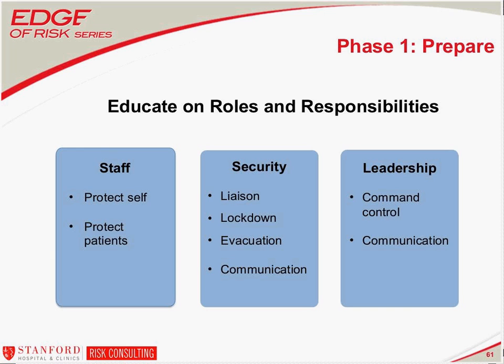After developing your active shooter policy and plan, leadership and staff need to be educated on their roles and responsibilities. Clinical staff are responsible for protecting their patients as well as themselves. Security will often function as the liaison between the hospital incident command and the police incident command. They are also responsible for lockdown procedures, assisting in evacuation, and communication. Leadership is tasked with command, control, and communication during the event.